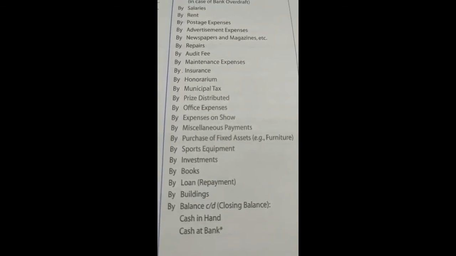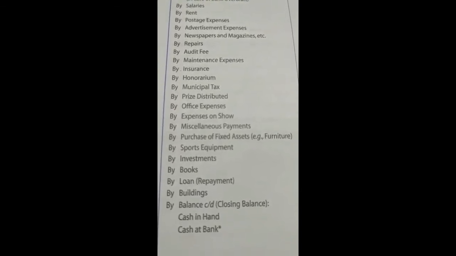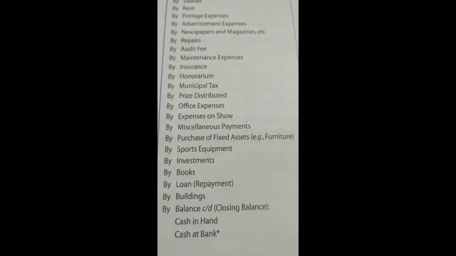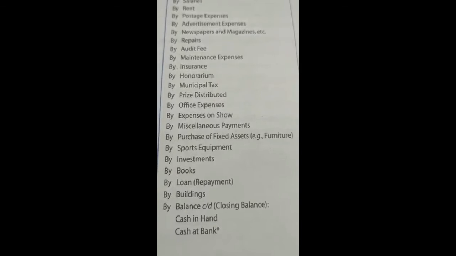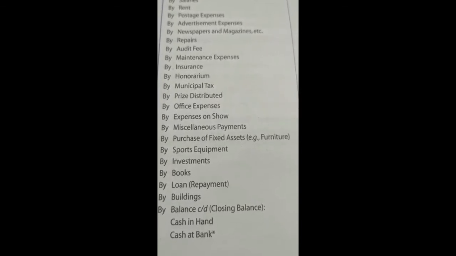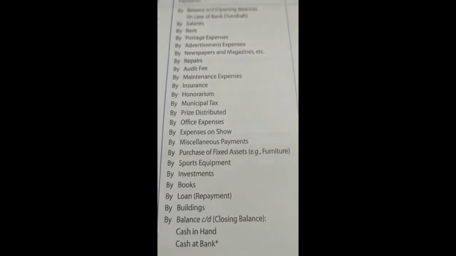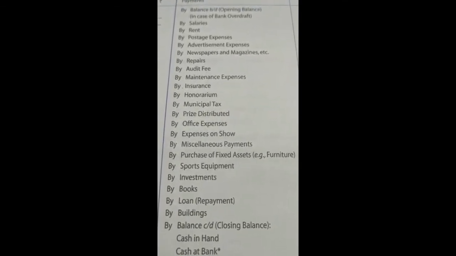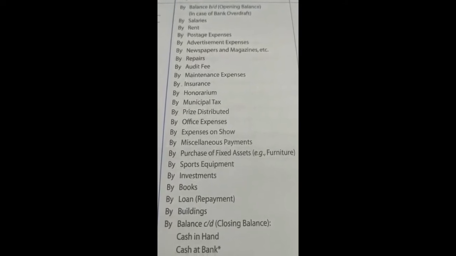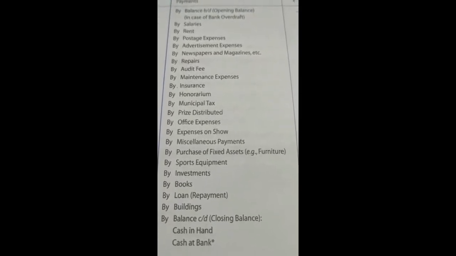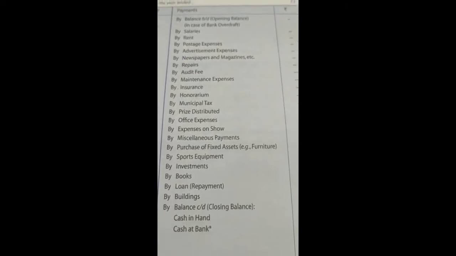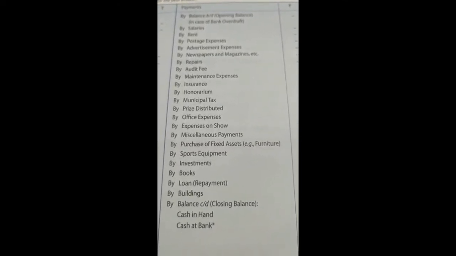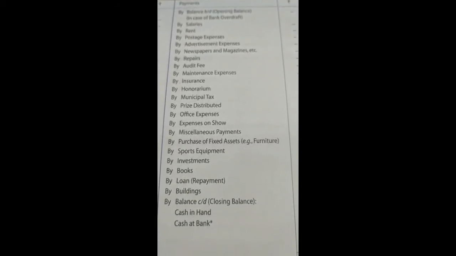After that it is written by sports equipment, by investment, by books. So what are these items? These are all purchases of assets only. Sports equipment is also an asset, investment is also an asset, books are also an asset. So it is written on the credit side of the receipt and payment account as by sports equipment, by investment, by books. If you see the journal entry, this is your cash and bank account. Receipt and payment account is a combined cash and bank account.